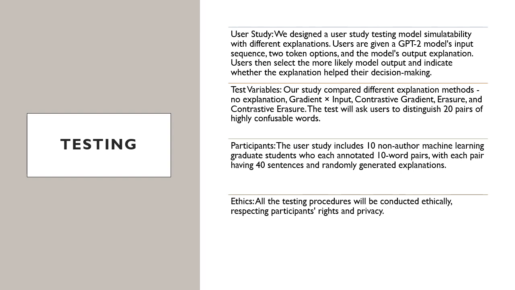The test will ask users to distinguish 20 pairs of highly confusable words. The user study includes 10 ML students who each annotated 10 word pairs, with each pair having 40 sequences and randomly generated explanations. All the testing procedures will be conducted ethically, respecting participants' rights and privacy.